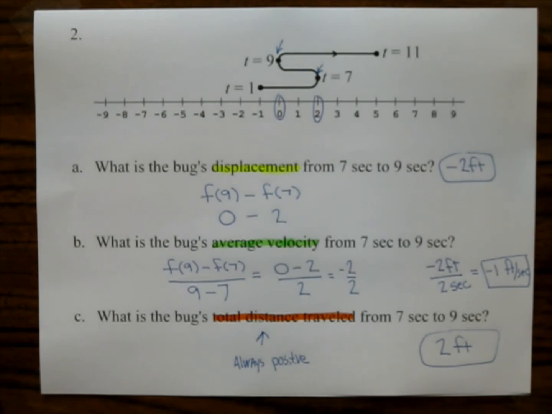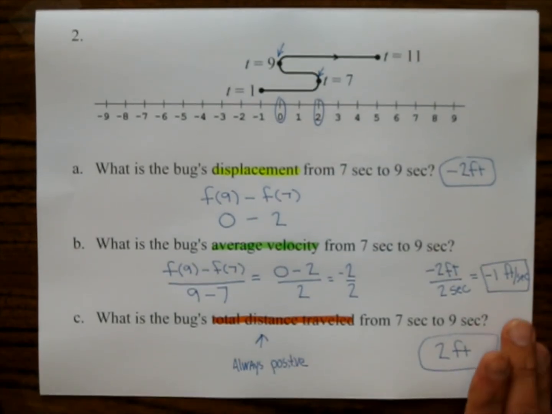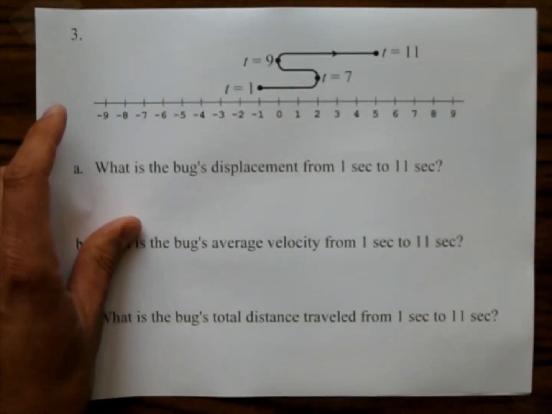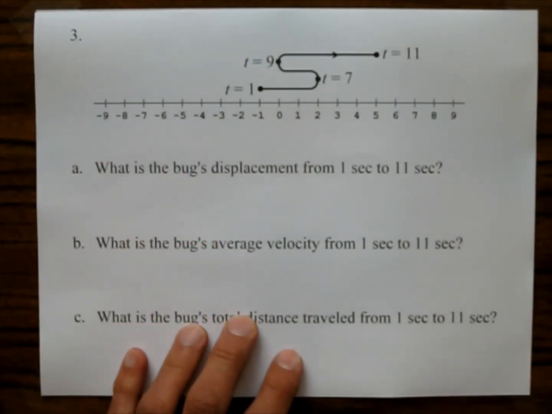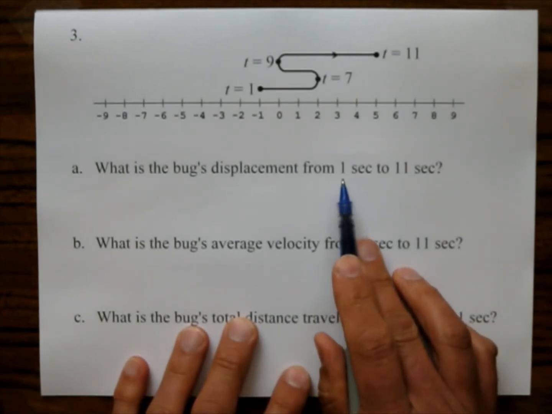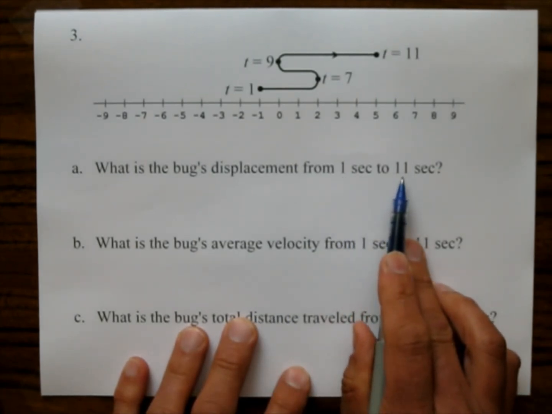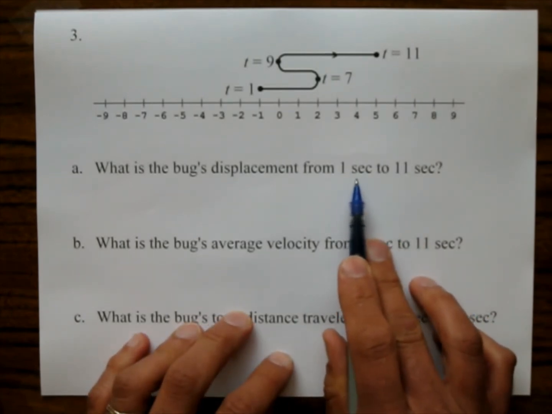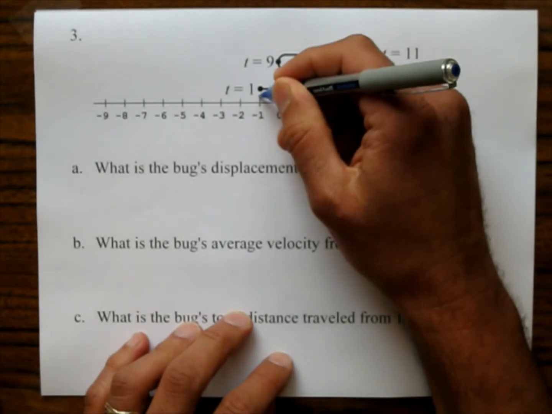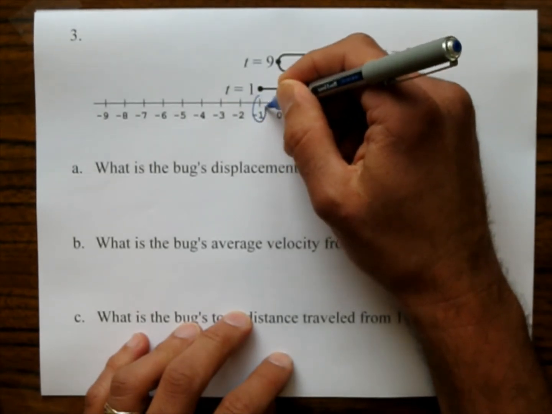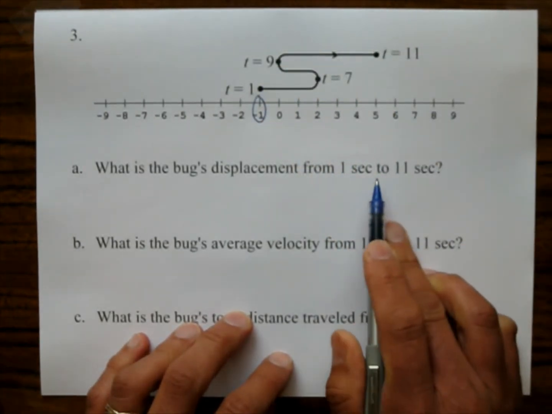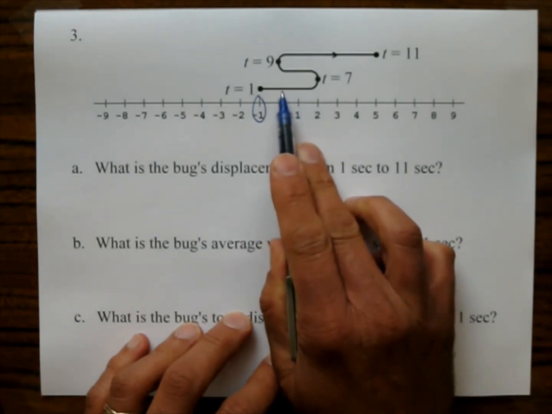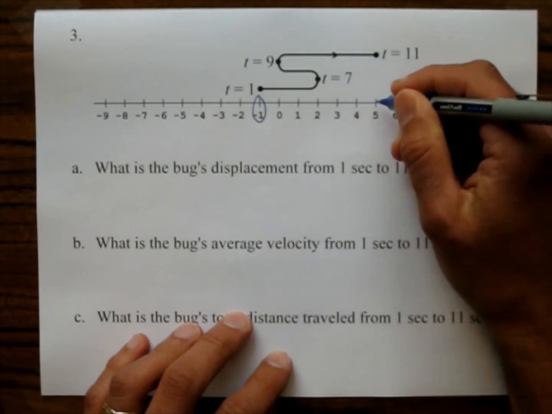Okay, so problem number 3 is where it really gets interesting. Everything's the same except the time interval got changed from 1 to 11. Okay, so at 1 second, where is the bug? He's right there. And at 11 seconds, the bug kind of goes like this, zzz, and then at 11 seconds, he's right here.